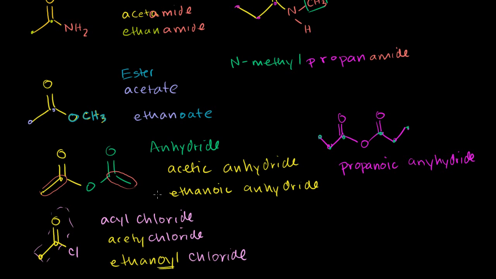So hopefully that gives you at least a good introduction to the differences in structures of all these groups and an introduction to naming them. In the next video, we'll talk a little bit about the relative stabilities, and then it'll give you a good intuition on which direction a reaction might go. Are you more likely to go from an amide to an acyl chloride, or from an acyl chloride to an amide, or anything in between?